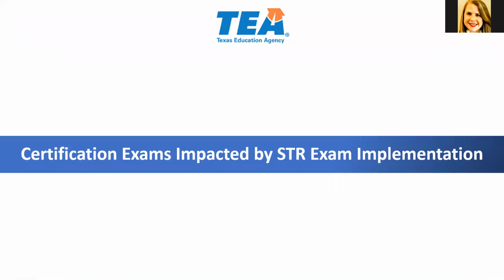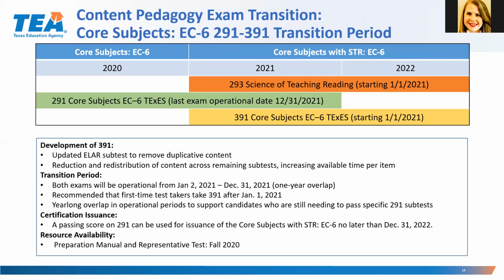The implementation of the Science of Teaching Reading exam also necessitates updates to additional certification exams for the impacted certification fields. The Core Subjects EC6 exam has been updated to remove content that will now be assessed on the Science of Teaching Reading exam. This update includes removing Science of Teaching Reading duplicative content from the ELAR subtest and reducing and redistributing content across the remaining subtests to increase available time per test item. A similar review process to remove STR duplicative content was also conducted for the 117 ELAR 4-8 exam, the 113 ELAR Social Studies 4-8 exam, and the 211 Core Subjects 4-8 exam. For these exams, there were no additional changes, and therefore the test numbers remained the same.